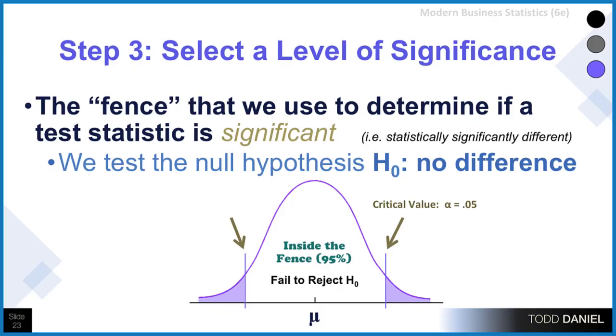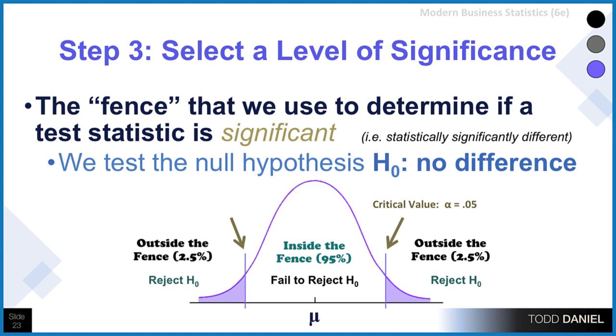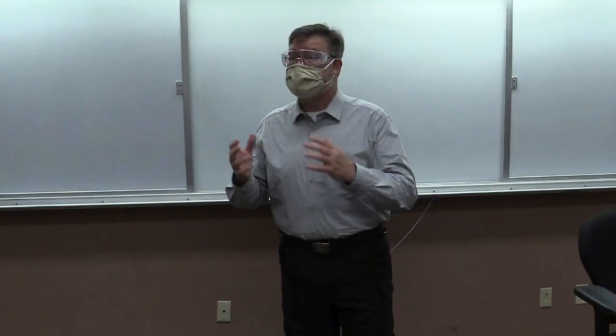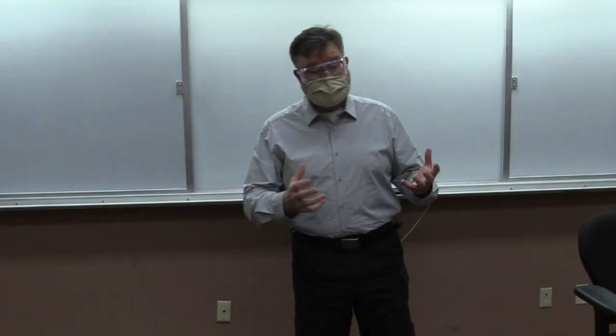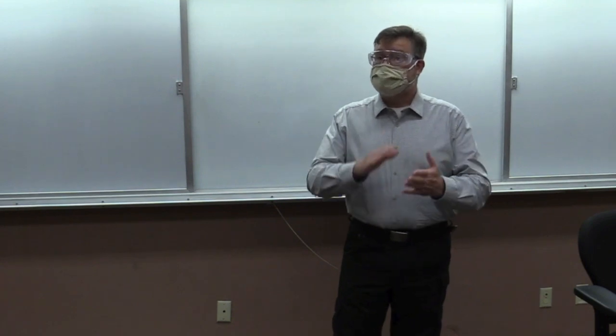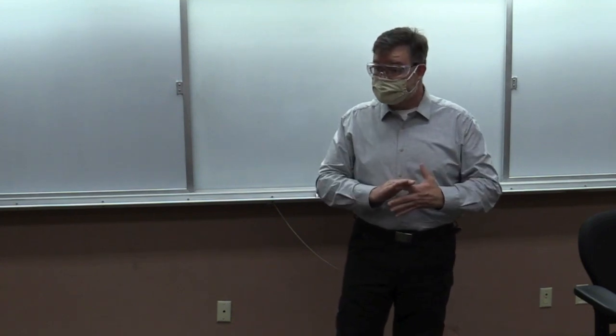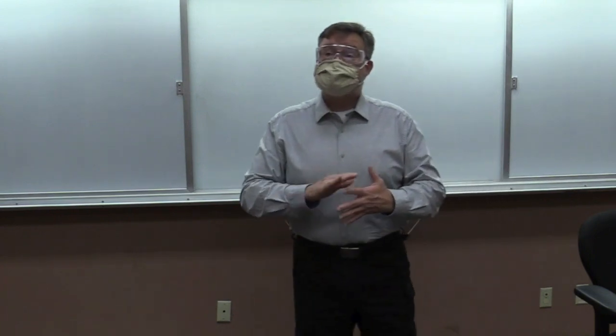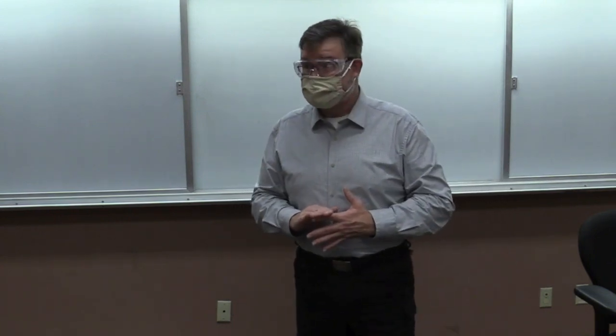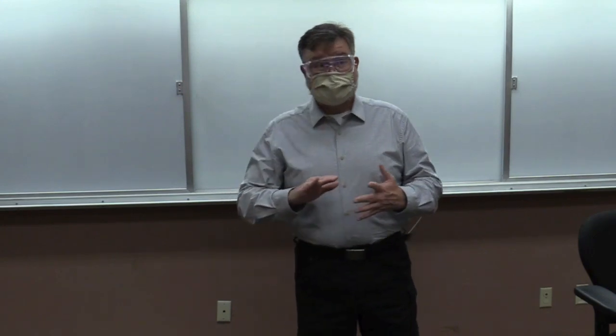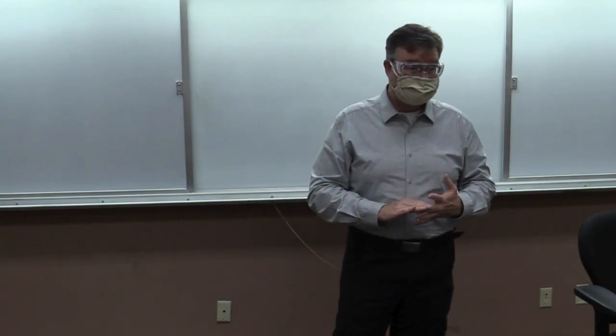But there are scores beyond the fence where we would reject the null hypothesis. The null hypothesis says there's no difference. If we reject the idea that there is no difference, we are saying that there is a difference. And that is our alternative hypothesis. So let me say that again. We start with the assumption of no difference between the means. And if we reject the hypothesis that there's no difference, we conclude that in fact there is a difference between those means.